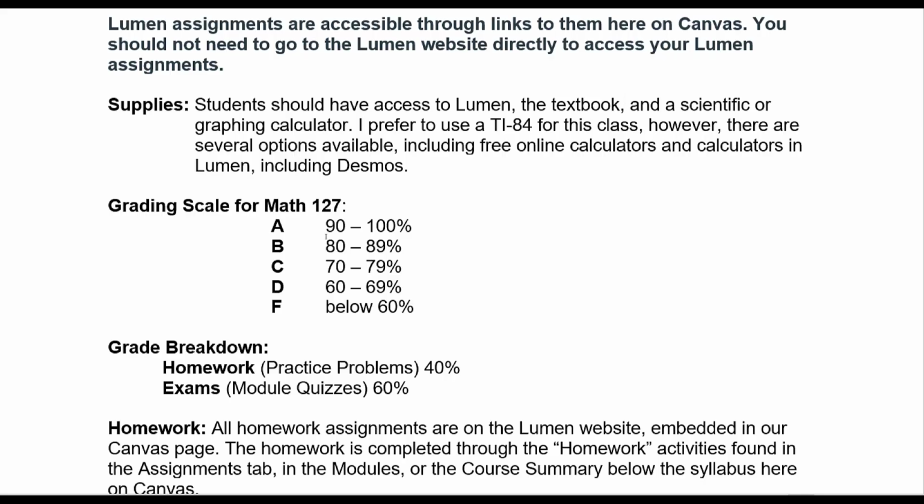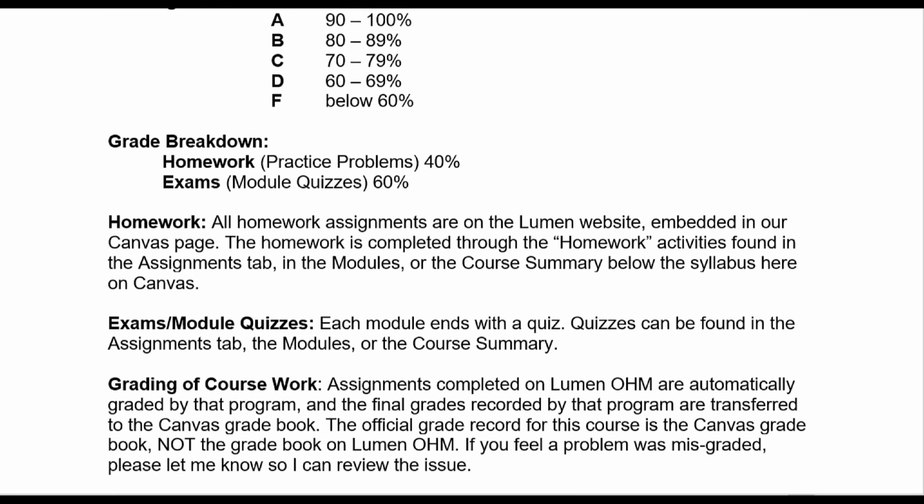Okay, grading scale for Math 127: A, B, C, D, F is pretty standard there. Grade breakdown: 40% would be the homework.